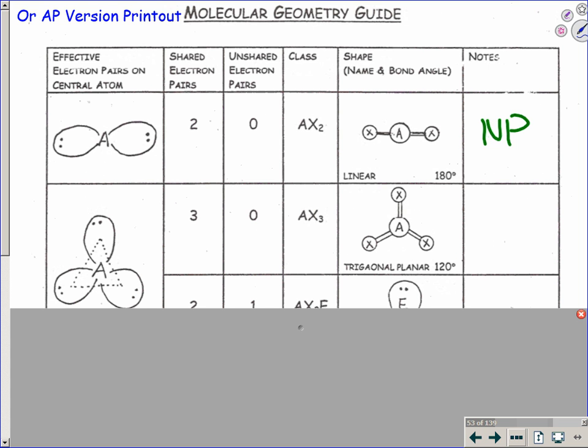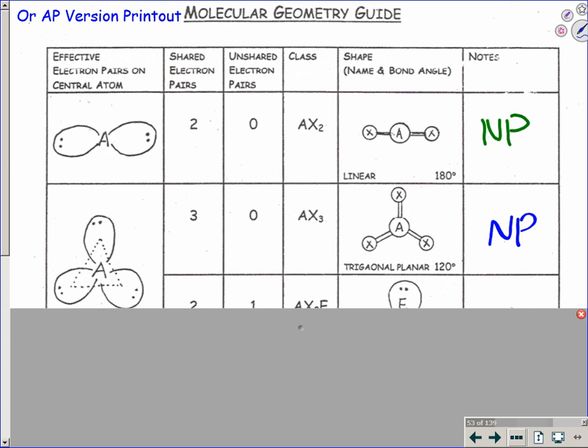If X is all the same atom, polar, nonpolar? Nonpolar again. And this is the molecular polarity, right? So the molecular polarity comes into play once you've considered the bonds themselves, like the electronegativity differences, and how they're arranged in space, being the geometry.